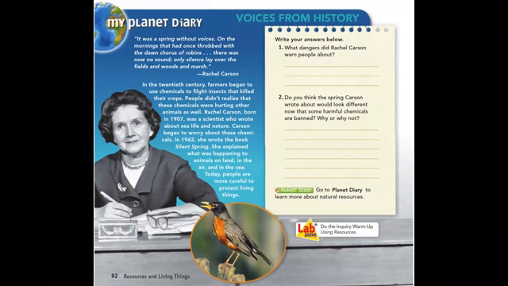In the 20th century, farmers began to use chemicals to fight insects that killed their crops. People didn't realize that these chemicals were hurting other animals as well. Rachel Carson, born in 1907, was a scientist who wrote about sea life and nature. Carson began to worry about these chemicals. In 1962, she wrote the book Silent Spring. She explained what was happening to animals on land, in the air, and in the sea. Today, more people are careful to protect living things.